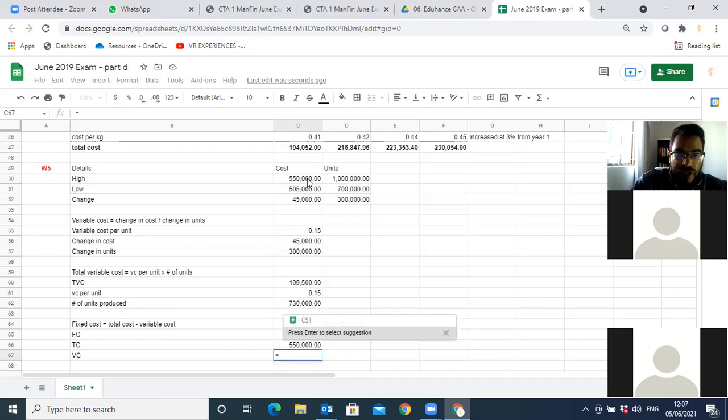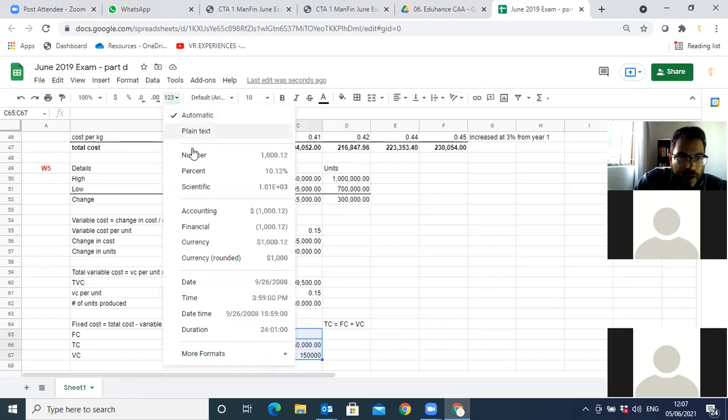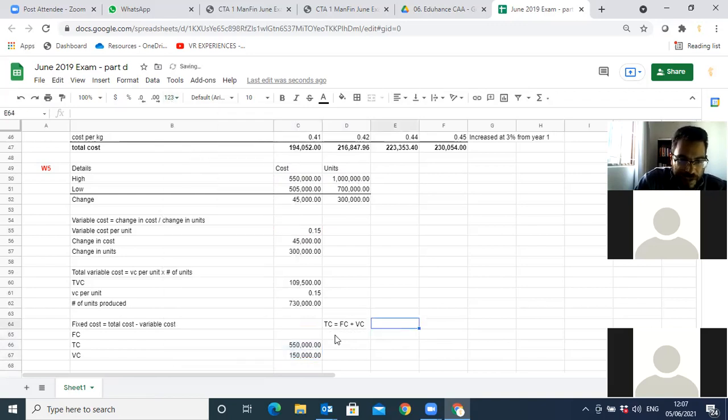Now remember, variable cost per unit is 15 cents, and I used the high information. So the number of units for high is 1 million. So therefore my variable cost is whatever it came to over there. Let's just see what it came to. It is 150. So my fixed cost is going to be 550 minus 150, so my fixed cost is 400,000.